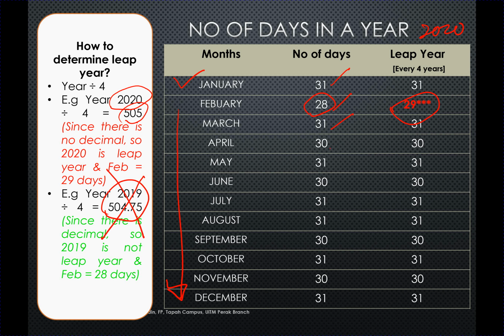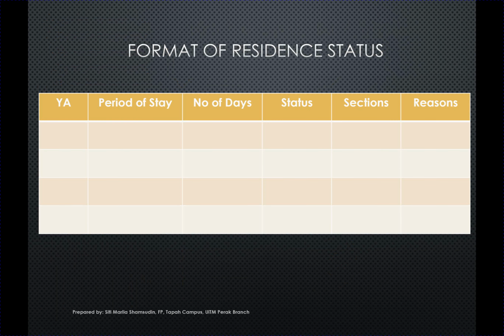Lepas tu kita ada March, April, May, June, July, August, September, October, November, December. Okay, because this is very crucial. We are going to really count the days, and you have to be very precise. Very precise tu you have to be very tepat lah tentang berapa hari dia ada semua tu. Okay, I'll move on to the next slide.